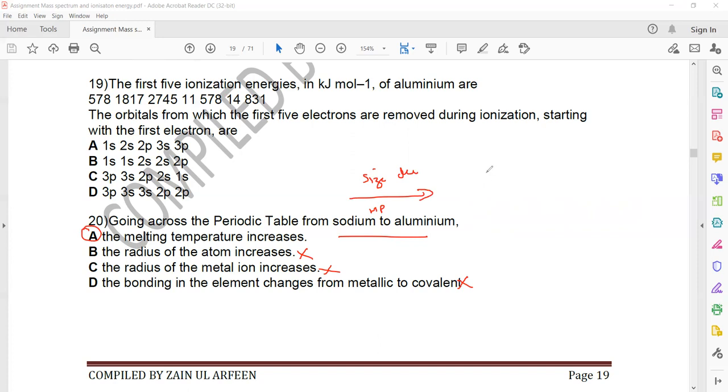If it was from sodium to chlorine, then we would say it will change from metallic to covalent. But because they are asking only from sodium to aluminium, it will remain the same metallic bond.